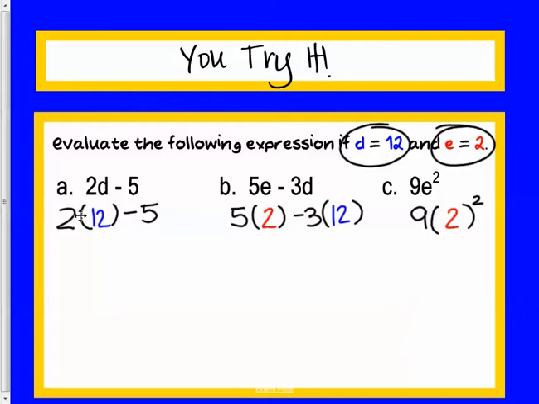Alright, so now we can follow order of operations, which tells me to multiply first and I get 24, bring down my minus 5. 24 minus 5 is 19 and I'm done.